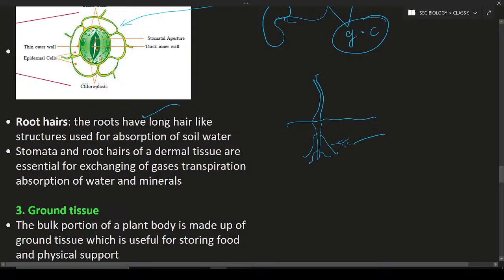If you closely observe under a microscope, you can see the root hairs in this way.